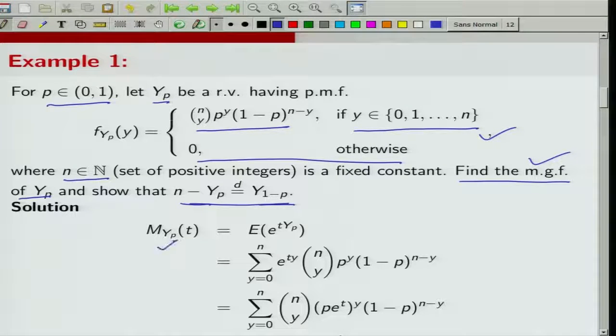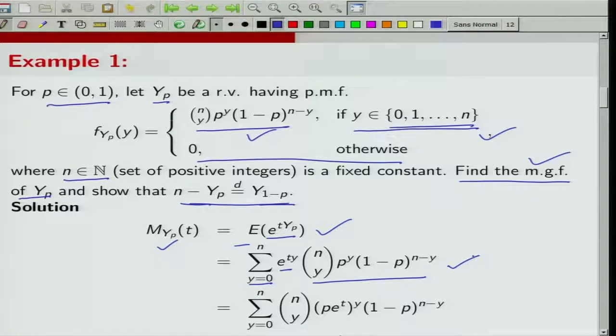So the moment generating function of Y_p at point t is the same as the expected value of e to the power t Y_p. Since it is a discrete random variable, I have to sum this quantity along with the probability mass function over the support. The support is 0 to n, so y is equal to 0 to n. e to the power t y comes over here, then the probability mass function, which is n choose y, p to the power y, (1 minus p) to the power n minus y. So this is the moment generating function.